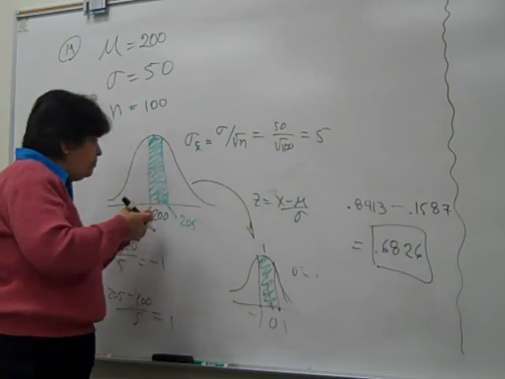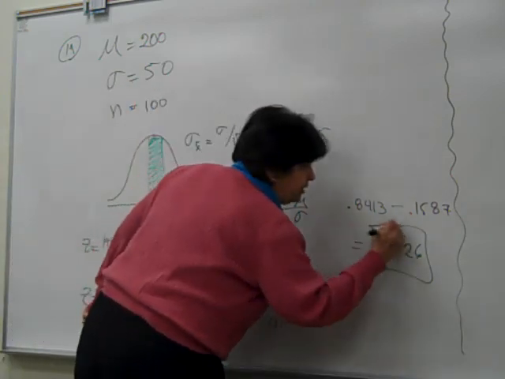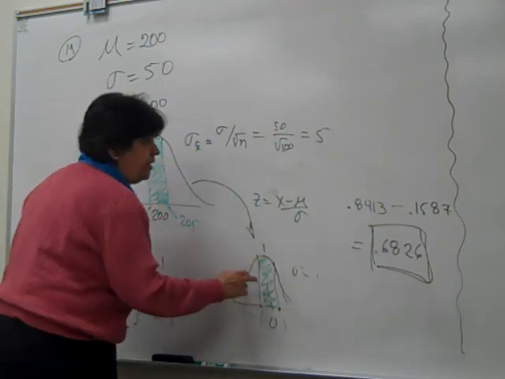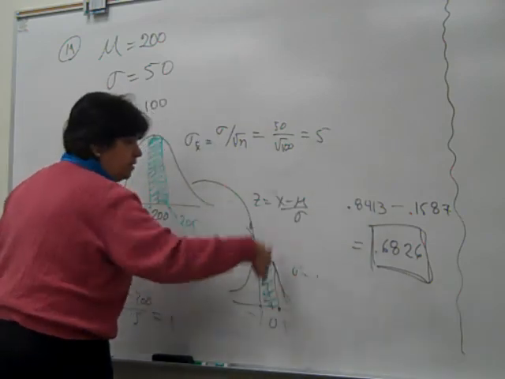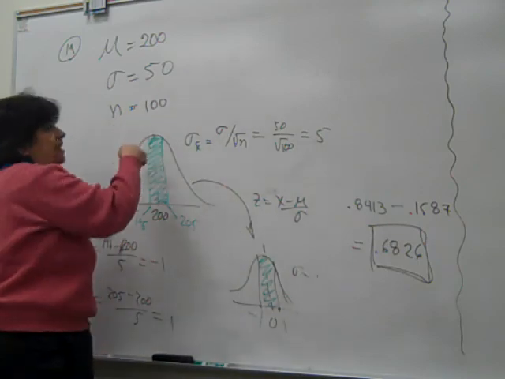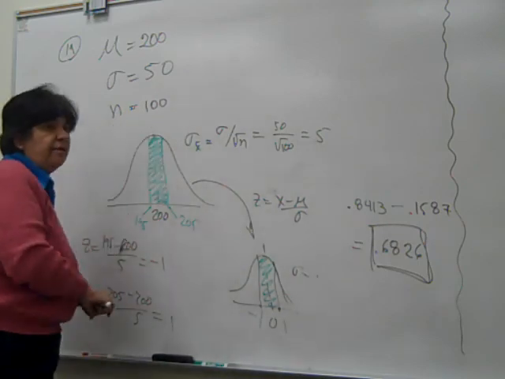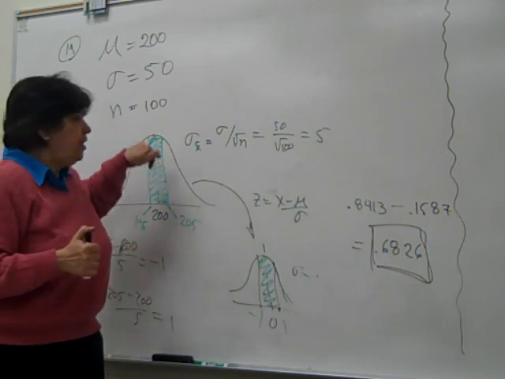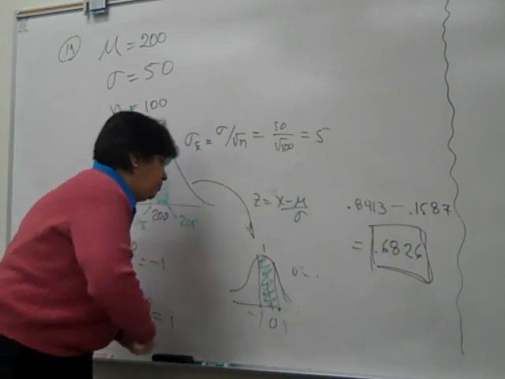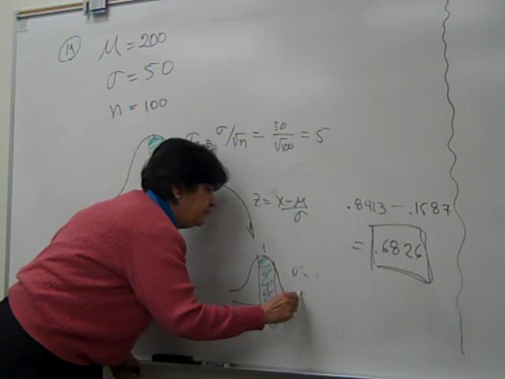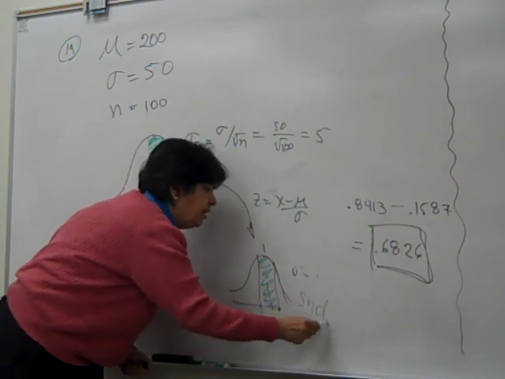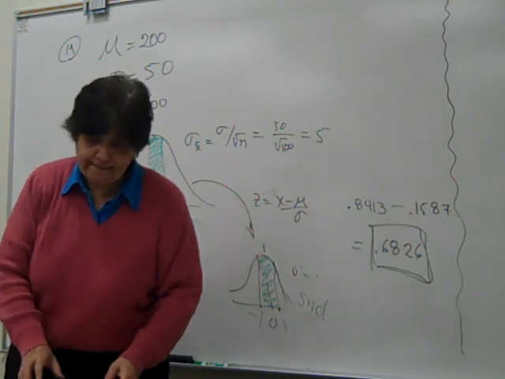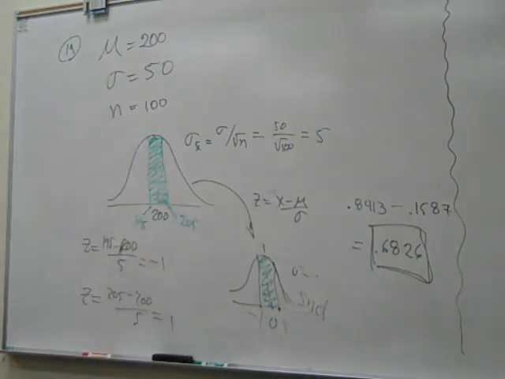So what the problem is asking, the probability that it is within plus or minus 5 of the population mean, is 0.6826, because the area between plus or minus 1 is exactly this area over here, because we transformed this normal distribution into a standard normal distribution. And we get the probabilities from there. That's it.